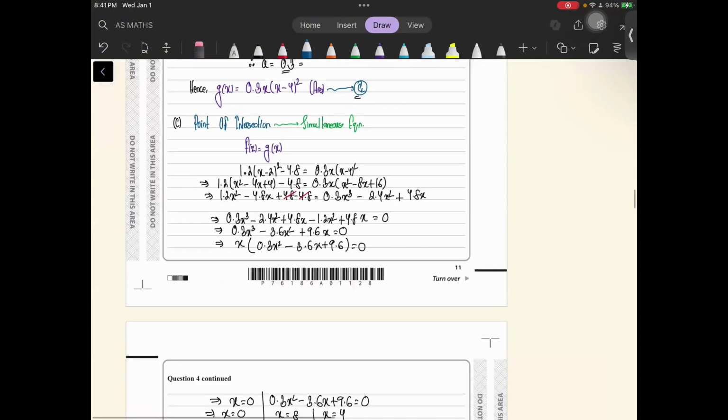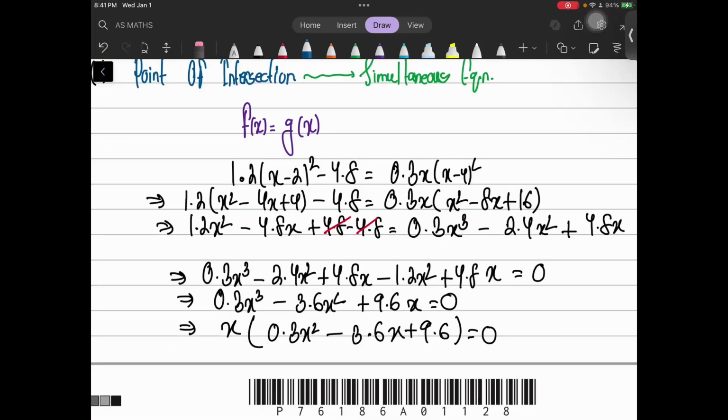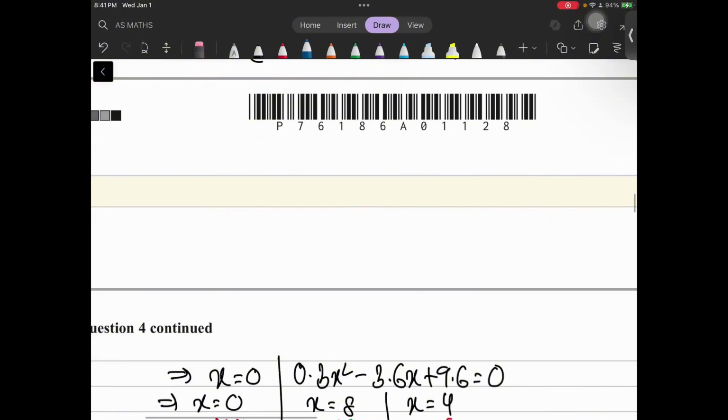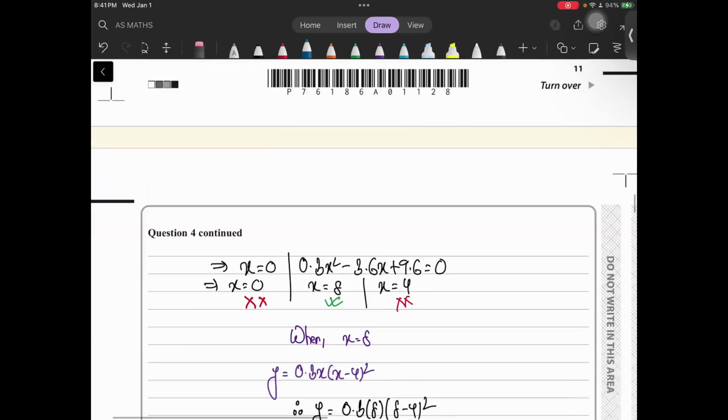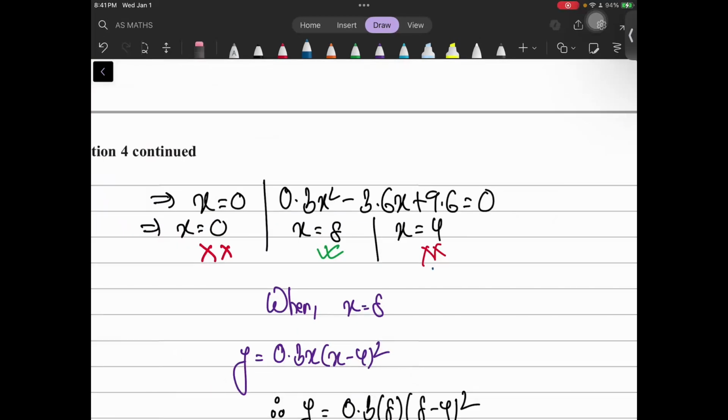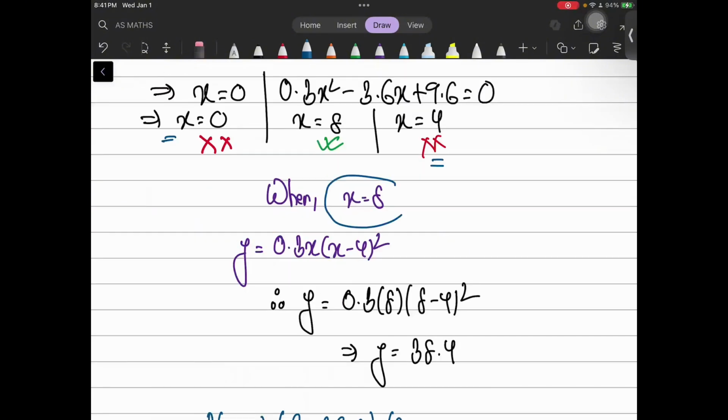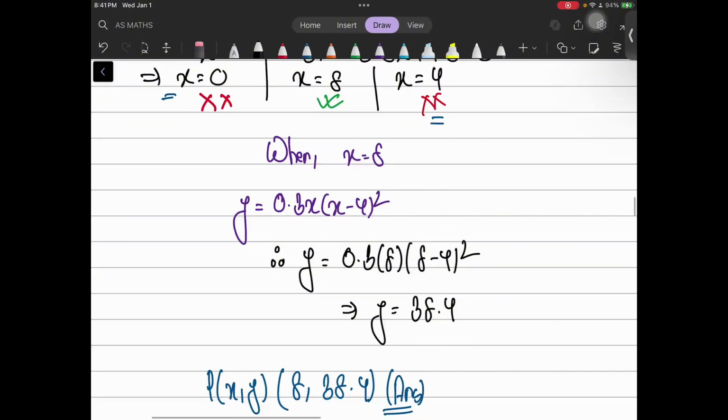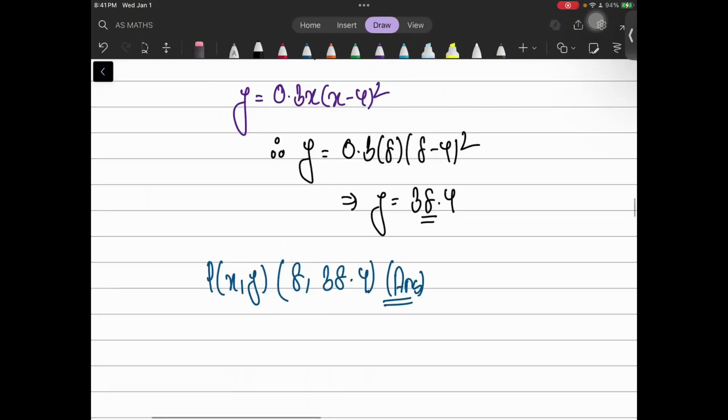Equation of curve 1, f of x, equals the equation of z of x. And I got the values of x to be x equals 0, x equals 8, and x equals 4. Here I took x equals 8, because x equals 4 and x equals 0 have already been mentioned in the question earlier, right? Now I put x equals 8 in either equation, f of x or z of x, to find the value of y. So the value of y equals 38.4. So the coordinates of P are (8, 38.4), right?